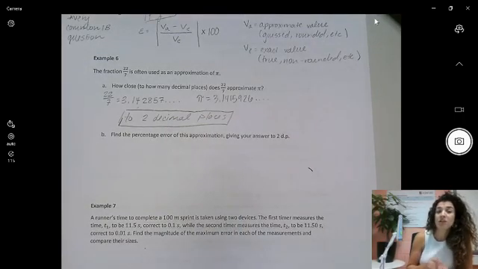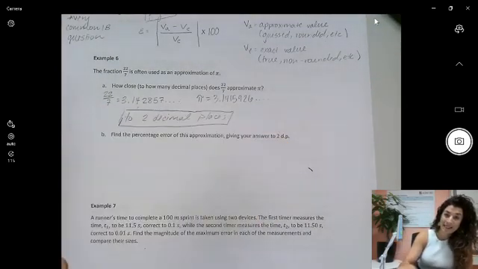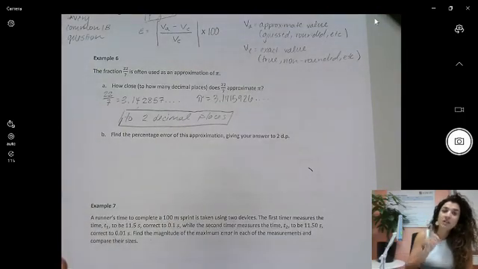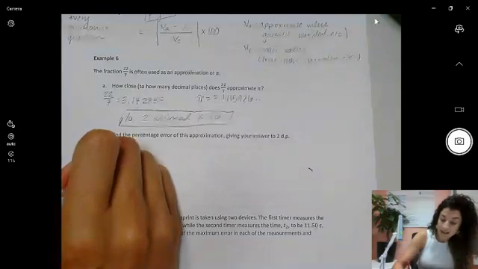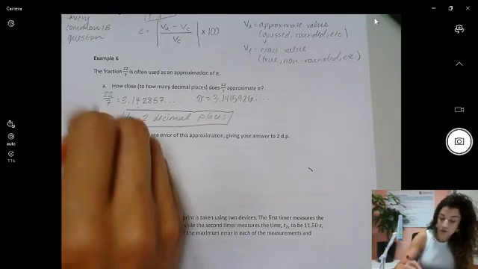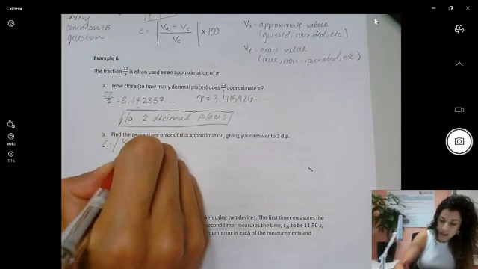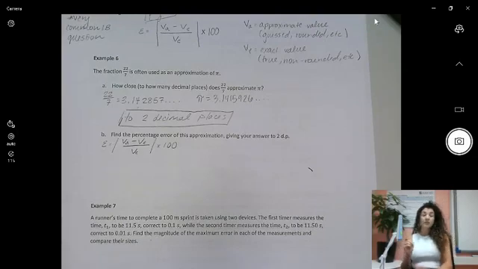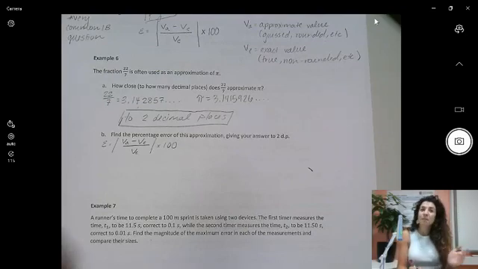And then it says, find the percentage error of this approximation, giving your answers to 2 decimal places. So we're going to find our percentage error. The first thing you should do is write down your formula, always. Your formula is like your recipe, right? So you write it out. You're like, oh, I know that I'm supposed to find the percentage error of this situation. I know that there's a formula that goes with that. So write it down.